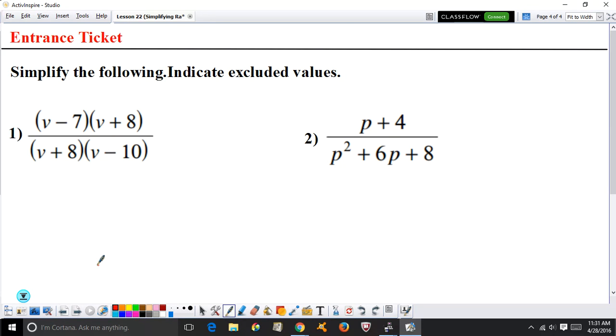Now, here's your entrance ticket. Simplify the following and also indicate what values you need to be excluding.